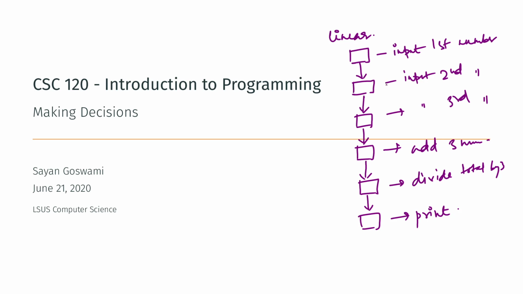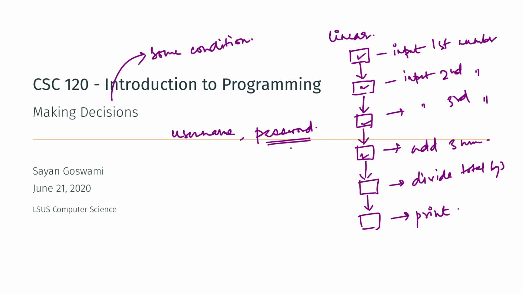So the algorithm is linear in fashion. It's a sequence of one thing after the next. But sometimes you want your code to take a different path based on some condition. The simplest example of this is when you log into a website. You enter your username and your password. Whether or not you see the next page depends on whether your password matches the one they have in the database.